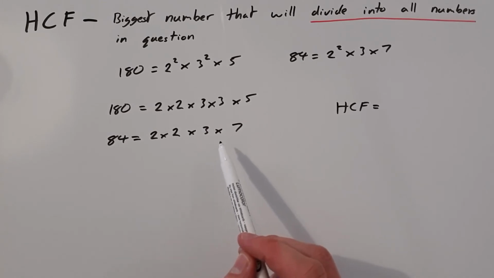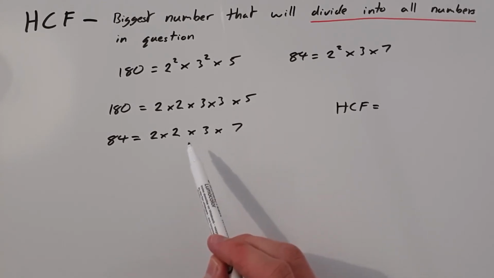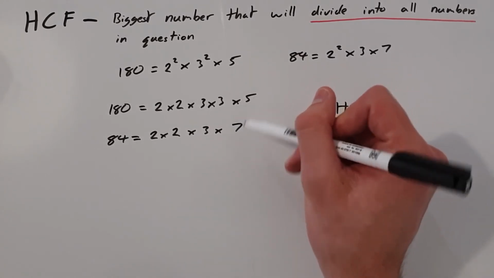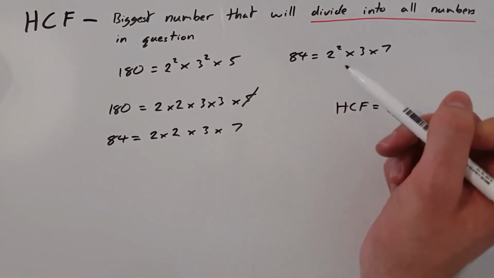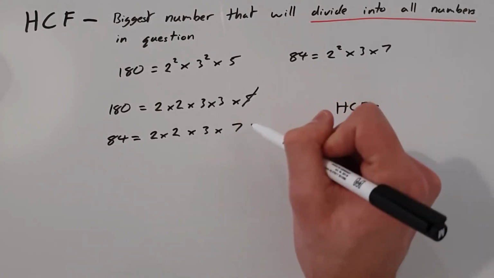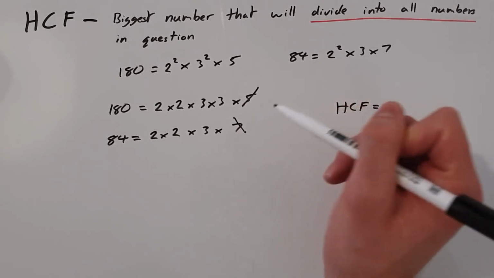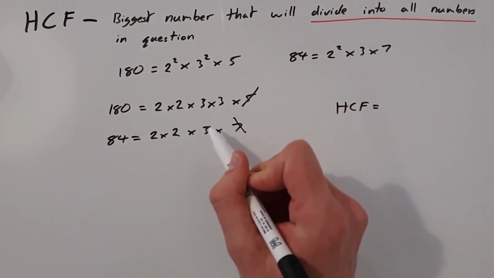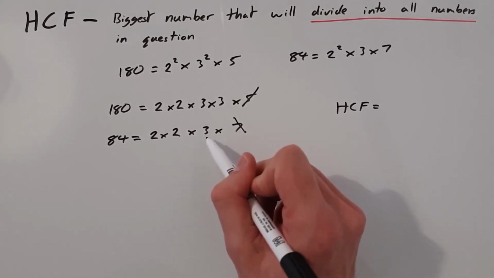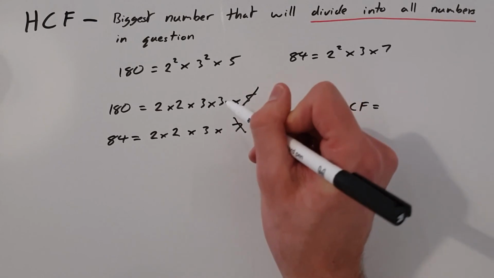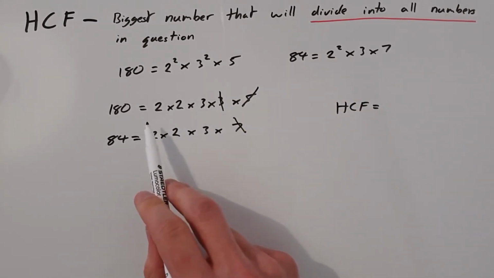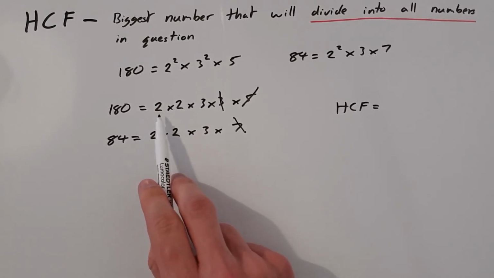So straight off the bat, we can look at all the numbers that don't appear in both lists. For example, 5 only appears in this list, so we can cancel that one and not include it. 7 only appears in this list and not in that one, so we don't include it. And then we can see this one up here has two 3s and this one only has one 3. So this has got one too many 3s, so we'll cancel that one out as well. Now let's have a look at it again. The only numbers we've got left are 2 times 2 times 3.